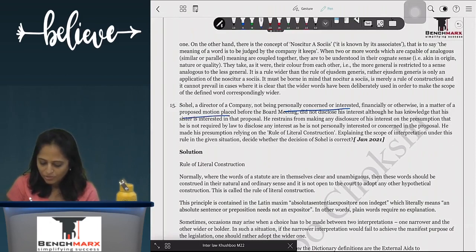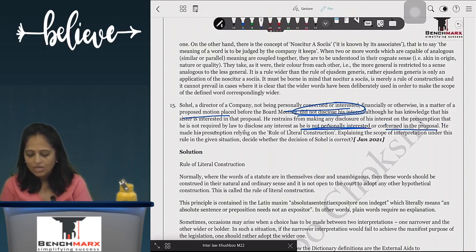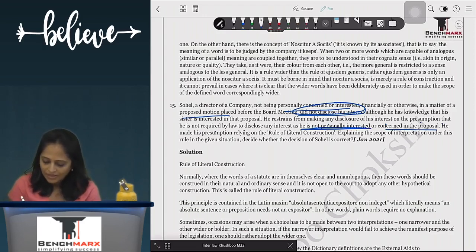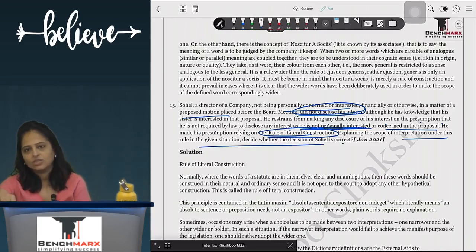Sohail, a director of a company, not being personally concerned or interested financially or otherwise in a matter of proposed motion placed before the board meeting, did not disclose his interest, although he has knowledge that his sister is interested in that proposal. He restrains from making any disclosure of his interest on the presumption that he is not required by law to disclose any interest. He is not personally interested or concerned in the proposal. He made this assumption relying on the rule of literal construction. Explaining the scope, decide whether the decision of Sohail is correct.